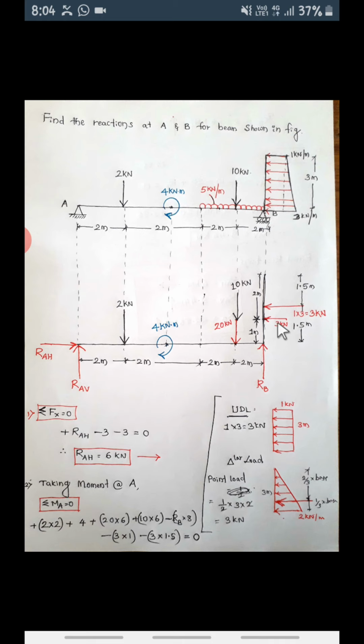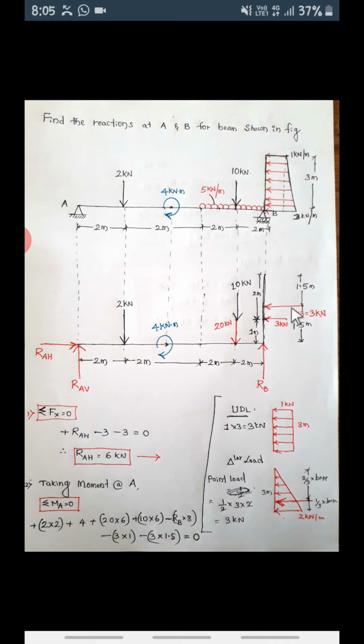Next this 3. Now this is the point A and this is the force. With reference to A, this 3 kilonewton will produce anti-clockwise. So it is minus 3 into 1. This is the 3 force and the perpendicular distance between A and this force: if you extend this force here, the perpendicular distance between this force and A is 1 meter. So minus 3 into 1.